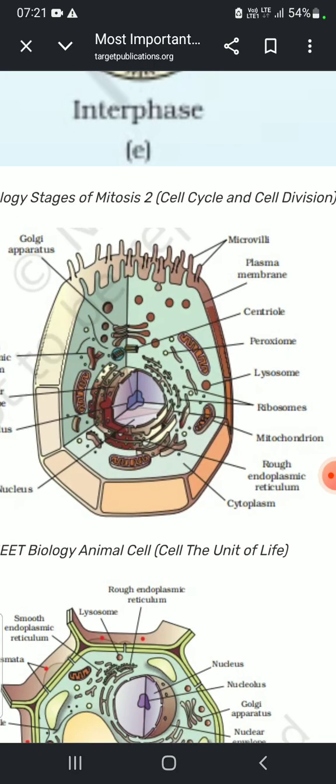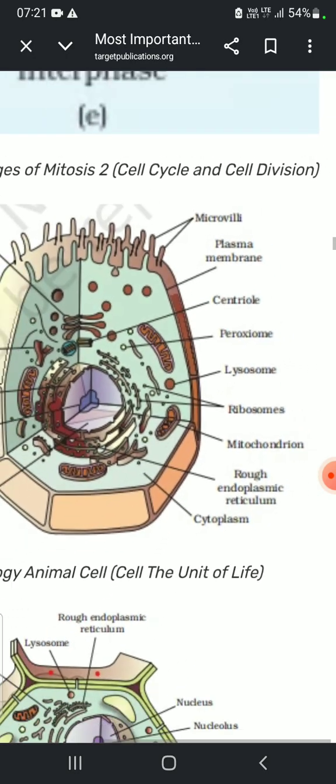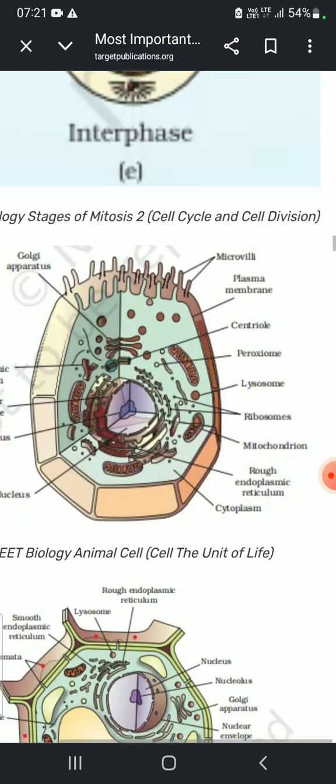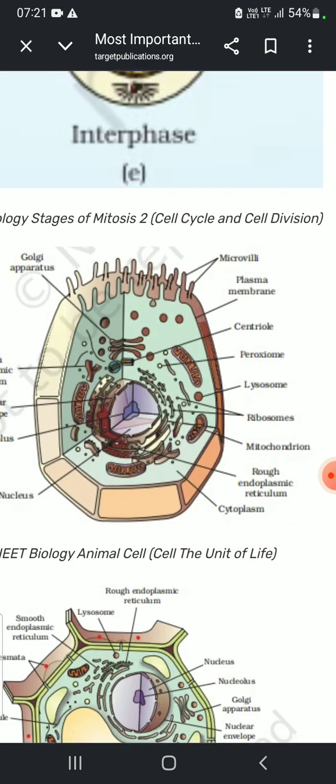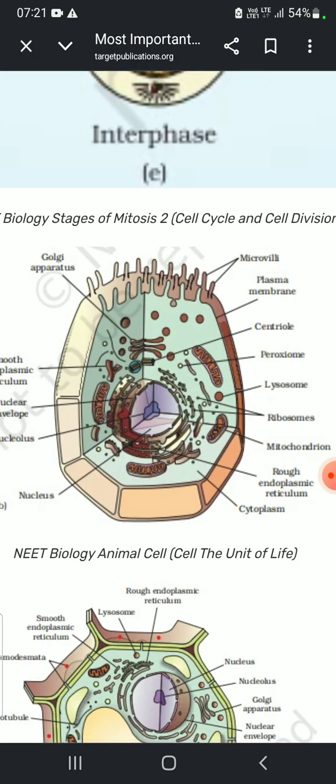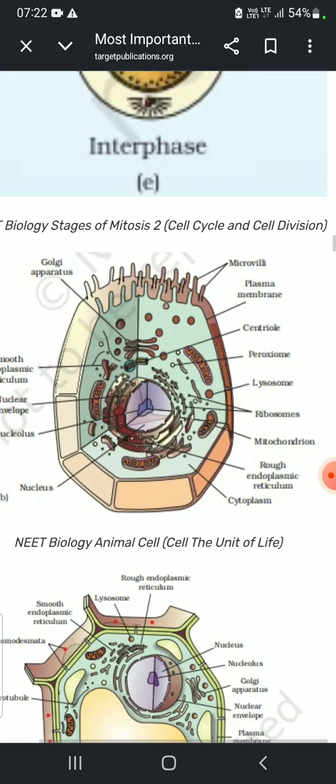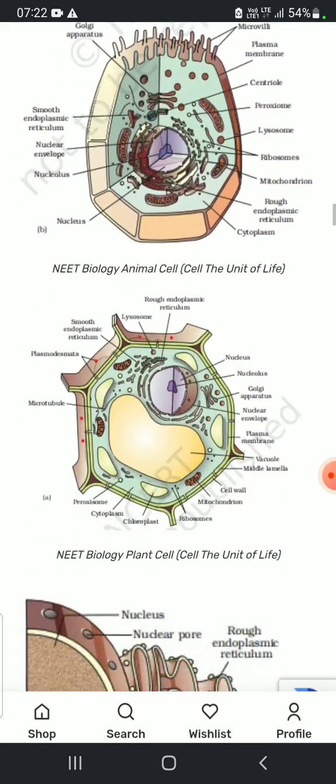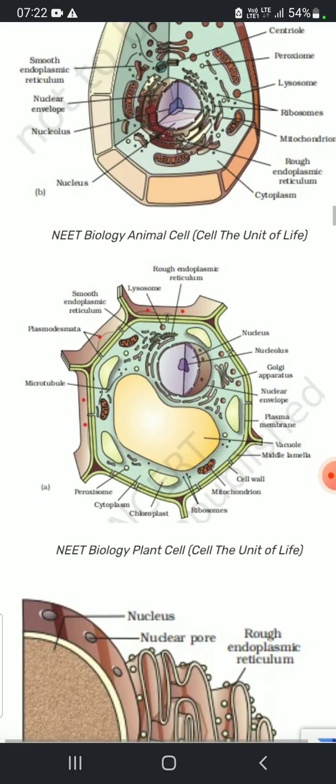Okay, next you can see the rough endoplasmic reticulum in which ribosomes can be seen. Then we have the mitochondria diagram. Then the round shaped structures are ribosomes for protein synthesis. Then the small round is the lysosome. Then peroxisomes also can be seen. And in animal cells, centrioles are seen. Then we can see the plasma membrane. Golgi apparatus is also seen. Then microvilli.